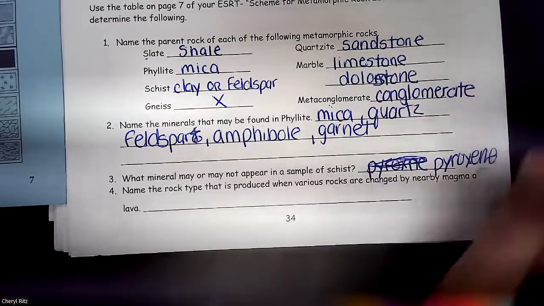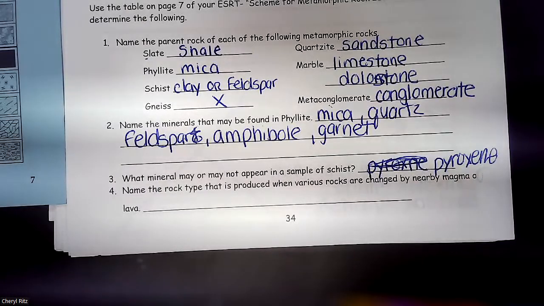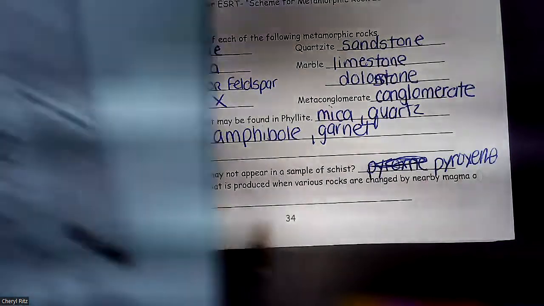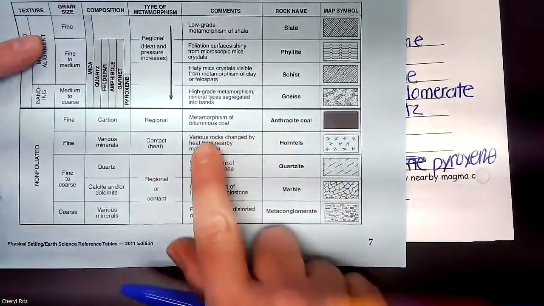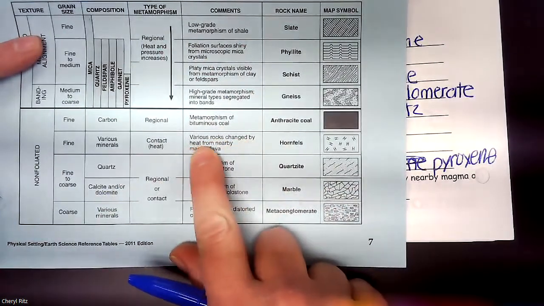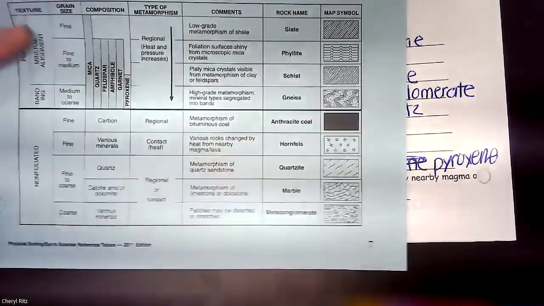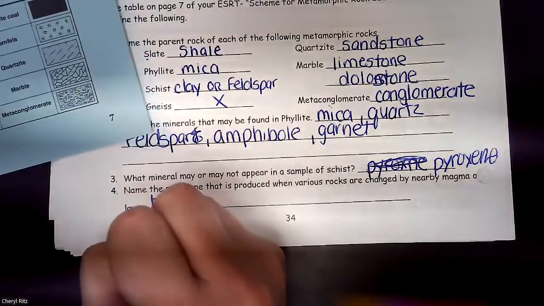All right. And name the rock that is produced when various rocks are changed by nearby magma and lava. Guys, we love the comment sections. Scan the comment section: various rocks changed by heat from nearby magma or lava. That's hornfels.